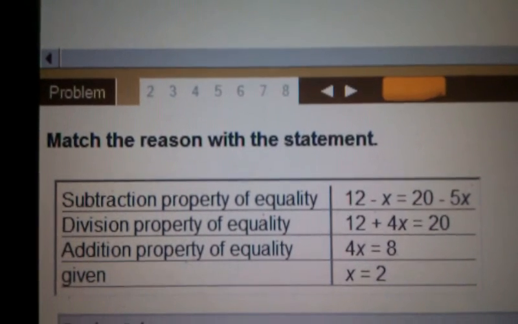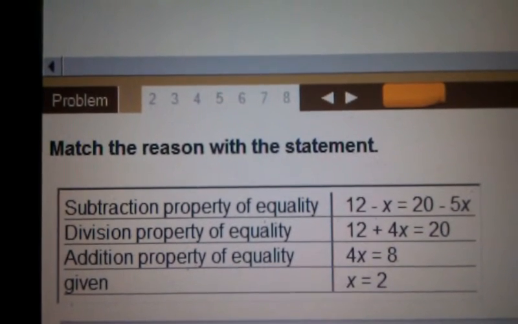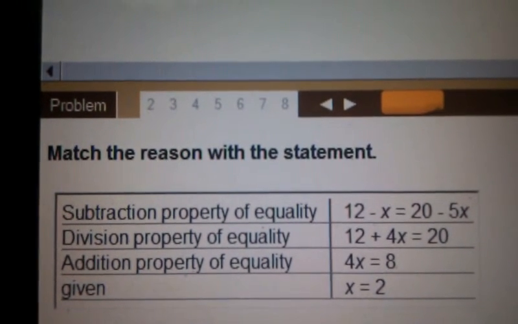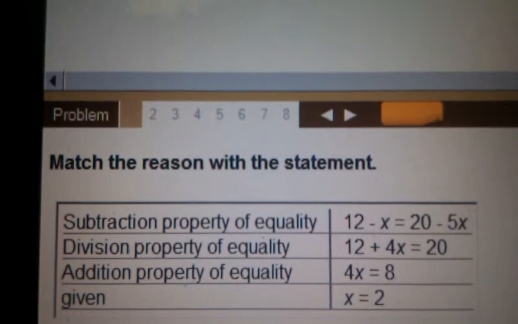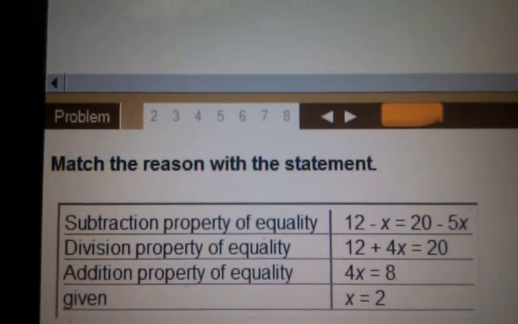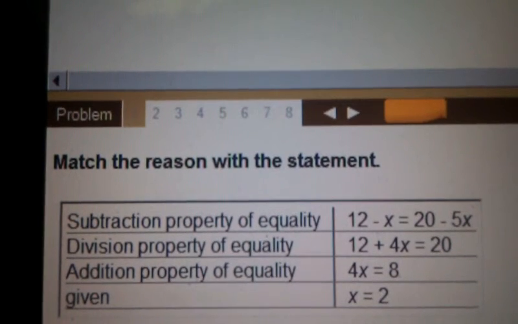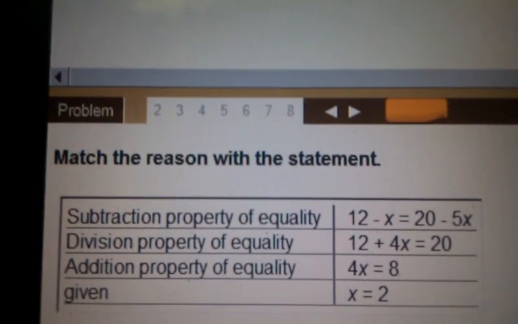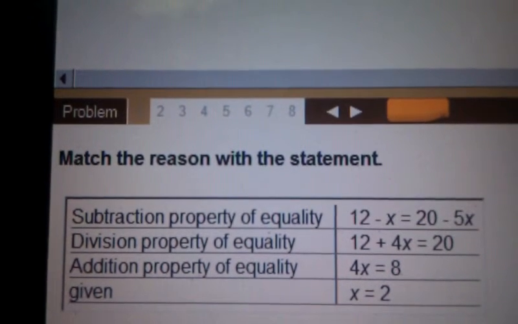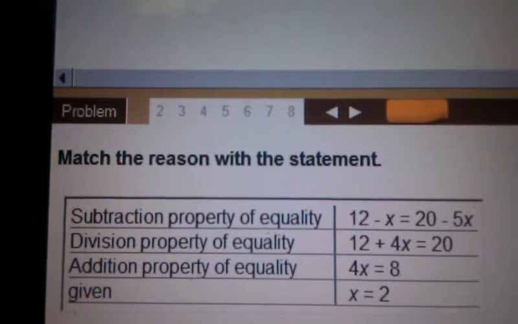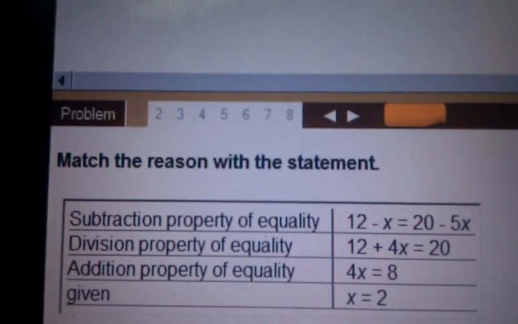Now if you look at the next two, we have 12 plus 4x equals 20. In the one underneath it says 4x equals 8. So what's missing in those two steps? Look at 12 plus 4x equals 20. What's missing? It looks like the 12 is missing. So how did we get rid of the 12? Well, we had to subtract it. Right? So that's going to be the subtraction property of equality.